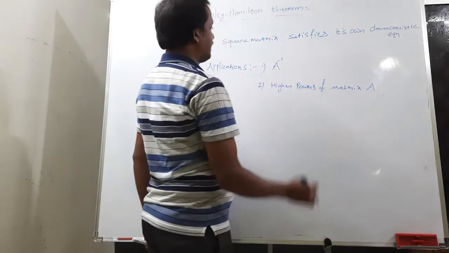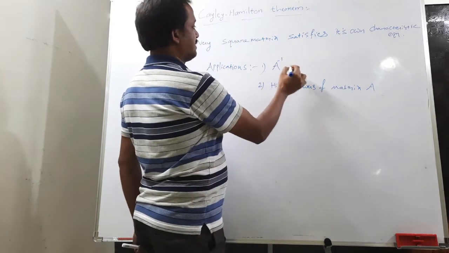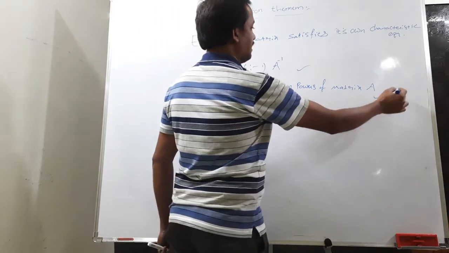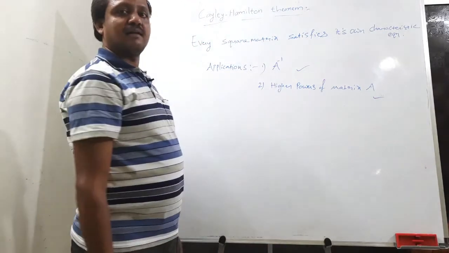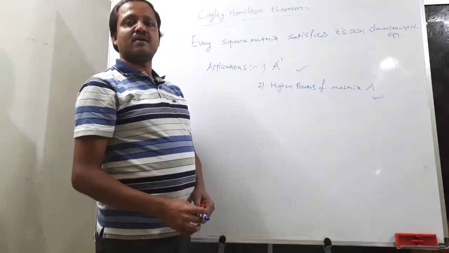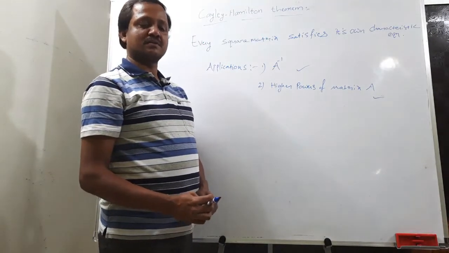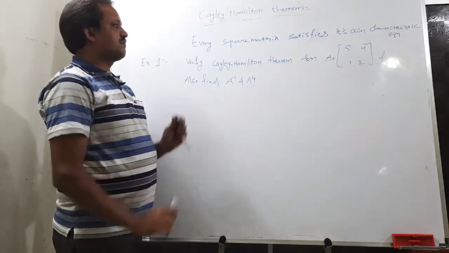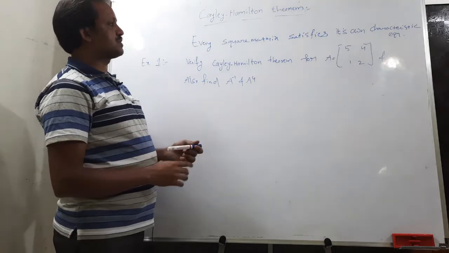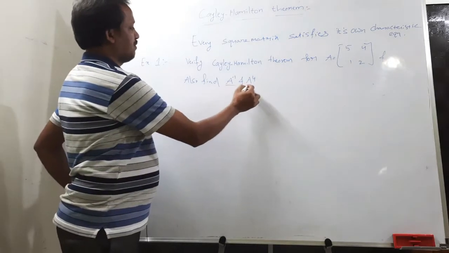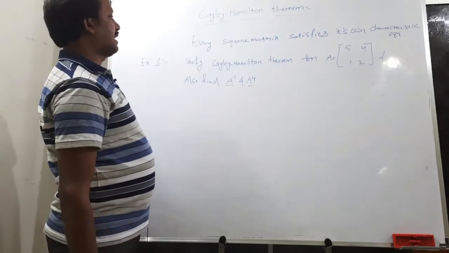So for a given matrix, you can find the inverse in an easy way. Another thing is you can find higher powers of a matrix. These two things you can find in an easy way using Cayley-Hamilton theorem. So now I am going to explain through an example. Example 1: verify Cayley-Hamilton theorem for a given matrix of size 2 cross 2 and also find A inverse and A power 4. We need to verify Cayley-Hamilton theorem.